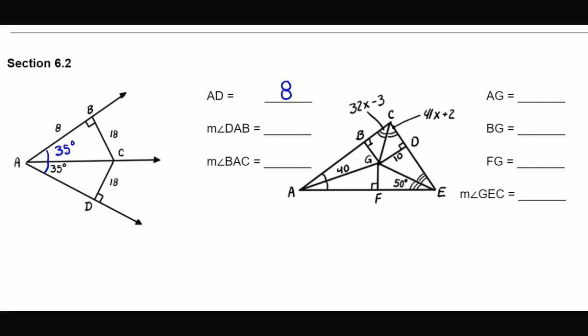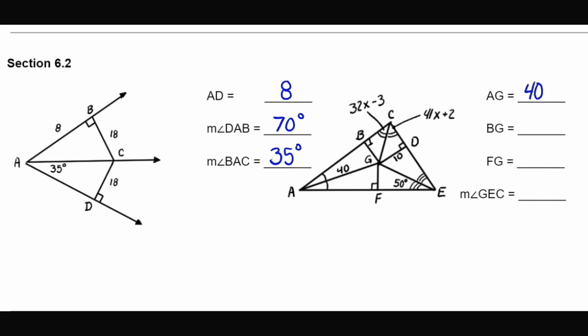Since we said that AC was the angle bisector of angle BAD, that means if one of those angles, CAD, is 35, that means that CAB is 35. And since we're looking for the measurement of DAB, and we know that one of the angles that makes up it is 35, the other angle that makes it up is 35, and 35 plus 35 is 70, that means that DAB is 70 degrees.